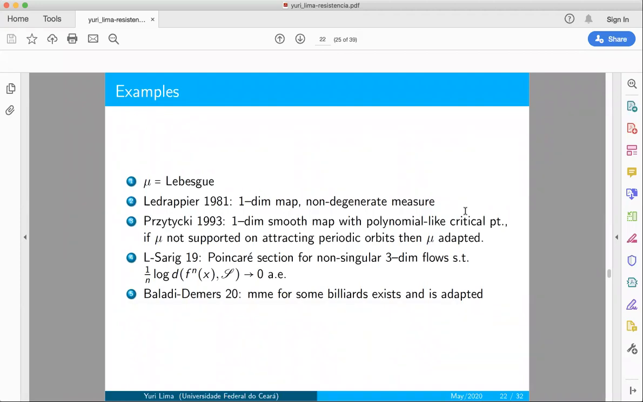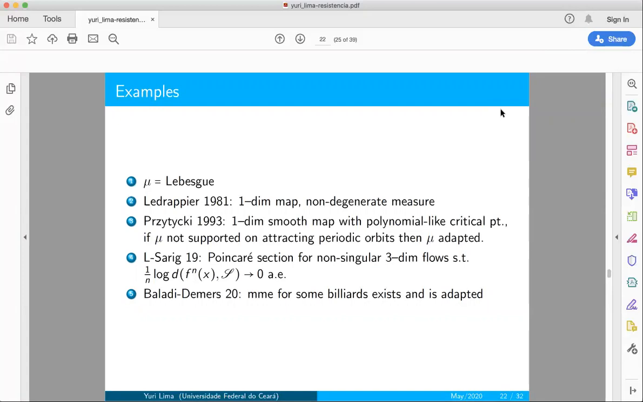He used this in a crucial way to get his results for Sinai billiards, for dispersing billiards. The second occurrence of this kind of condition appears. I should also, before saying that, say that all of these examples are just a subset of the examples in which this condition actually appears. So there are many other examples in which this condition is considered.